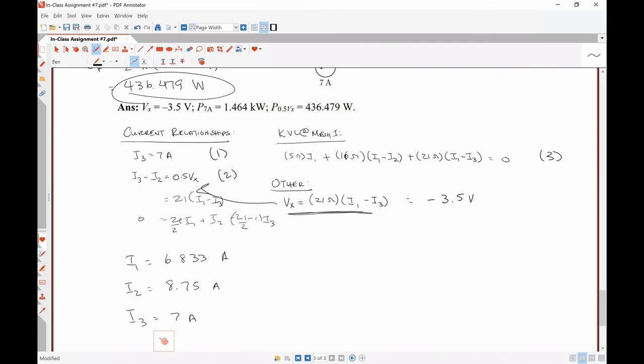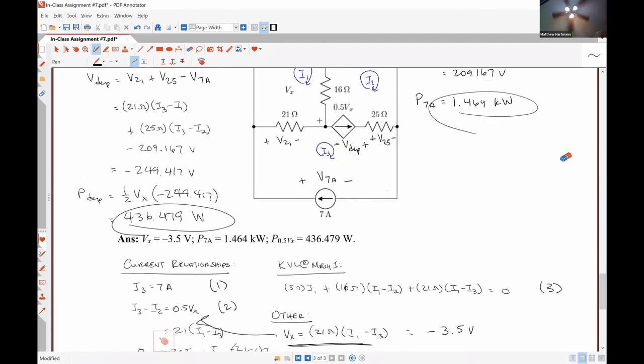Yeah. Alternatively, you could have just said I3 is equal to 7 amps, and you could have just had variables of I1, I2, and Vx and use your system solver to solve for Vx directly, but I, for whatever reason, did not choose to do that. Any other questions regarding this problem?